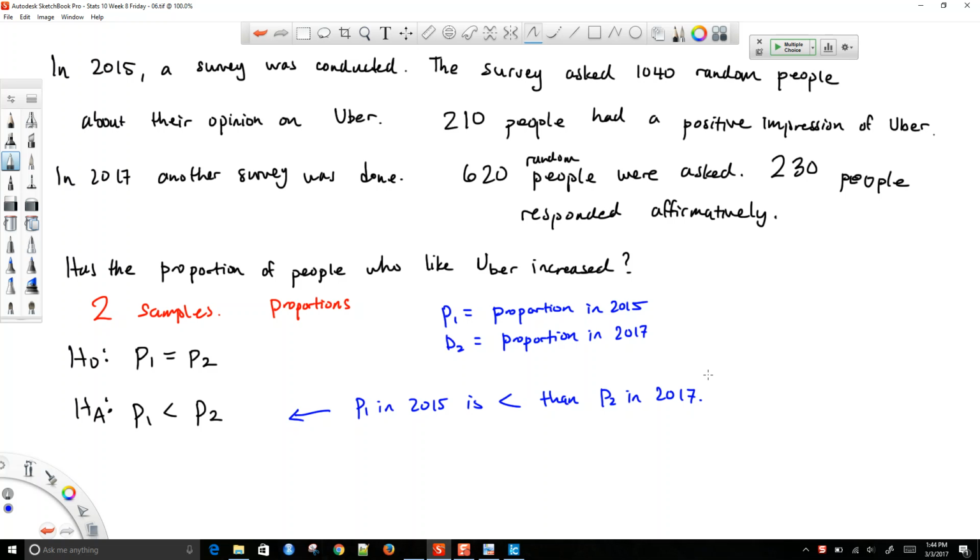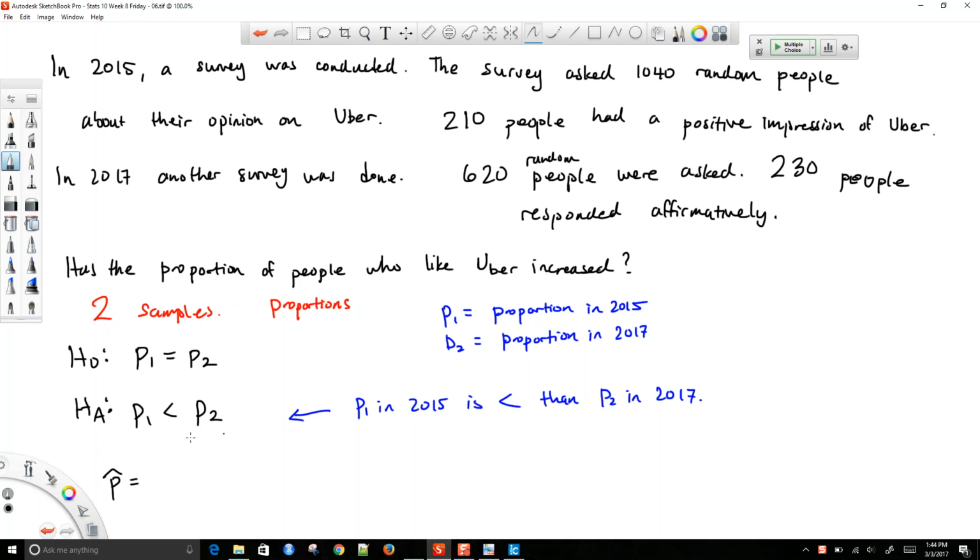Now I guess we will go about and do our calculations. For the interest of time, I'll just walk us through them. We should check our conditions, but we'll just say conditions are met. We'll use alpha equal to 0.05. All right, so we'll get p hat.